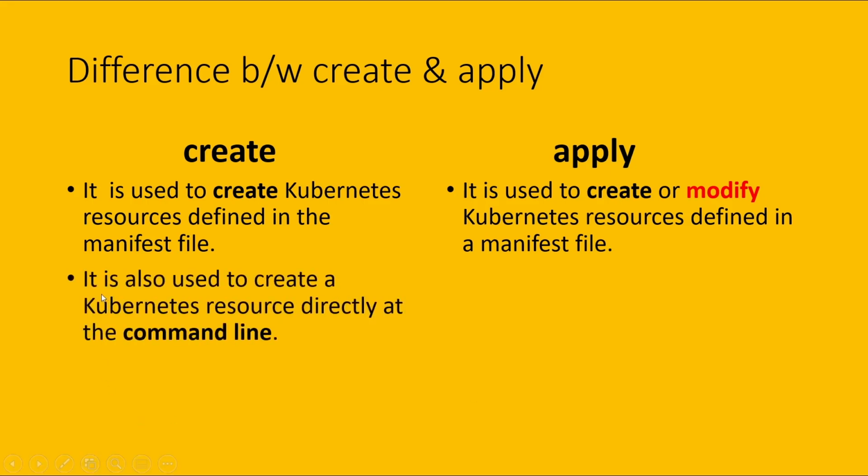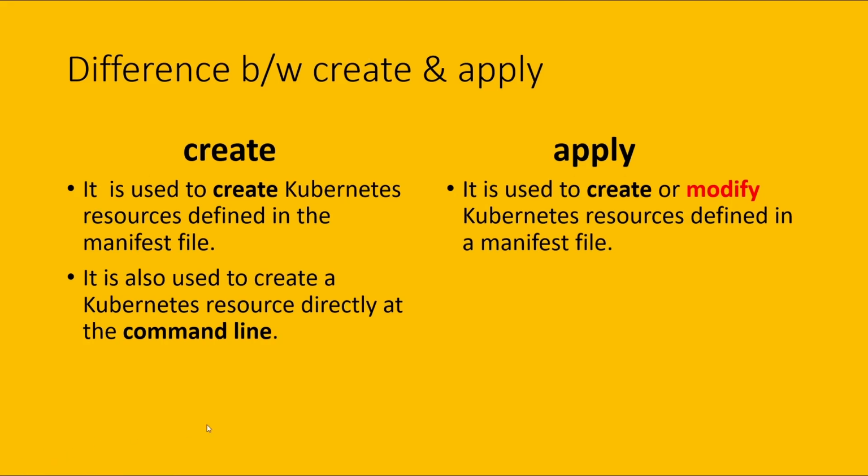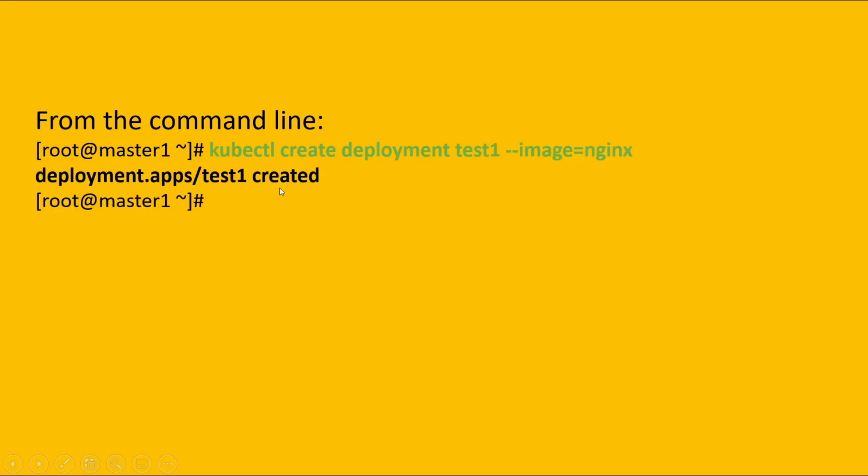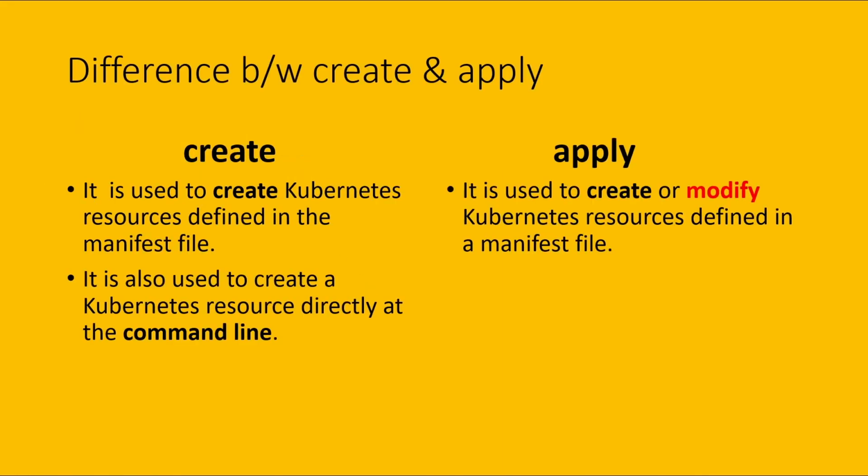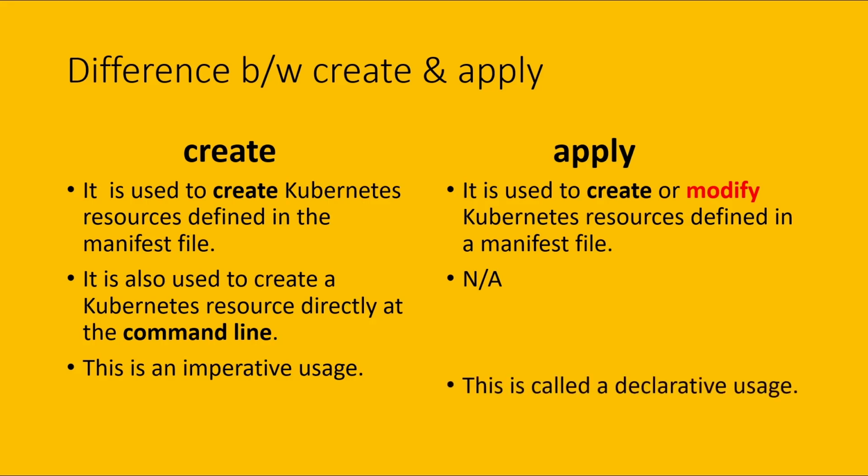The create option is also used to create a Kubernetes resource directly at the command line. What it means is, from the command line I can use this create option, kubectl create deployment, and it will create the deployment for me. I can use create as a command line also. For apply, we don't have any command options. Create is imperative use, whereas apply is called declarative use.